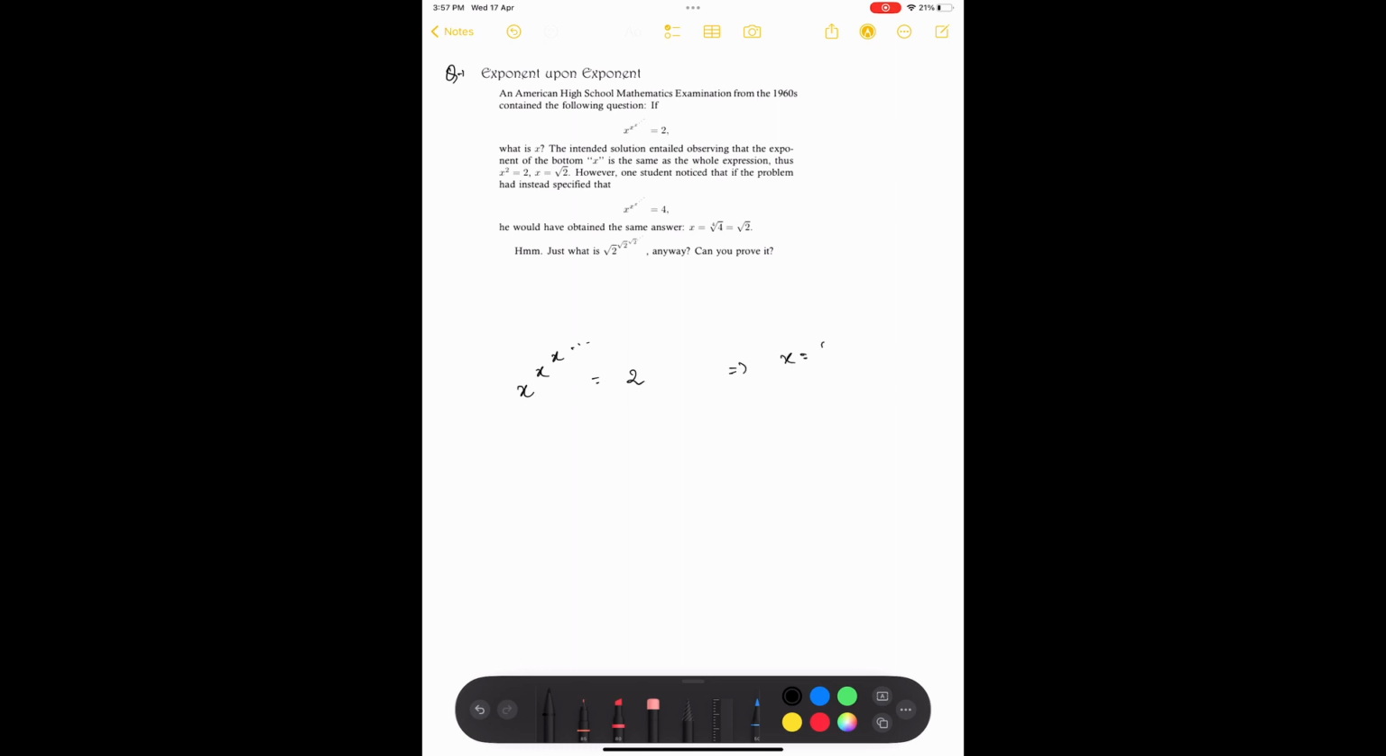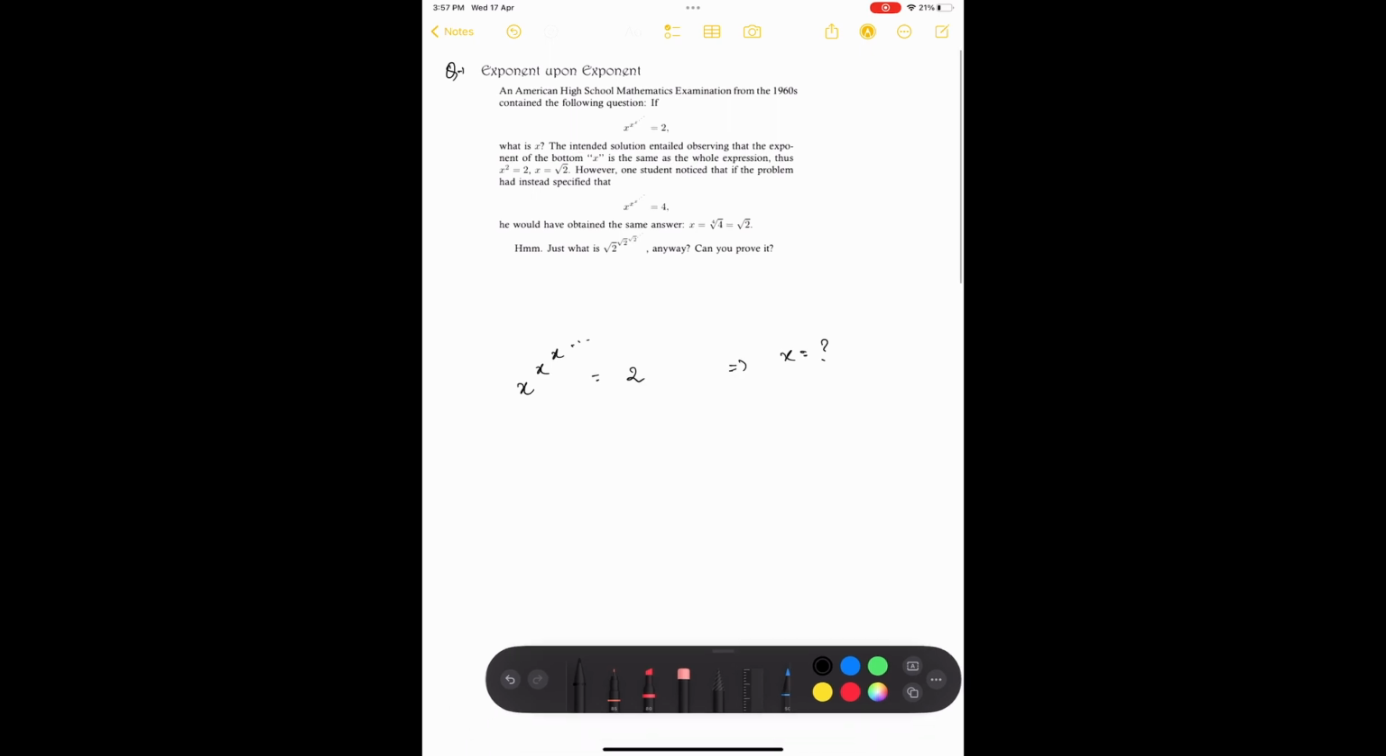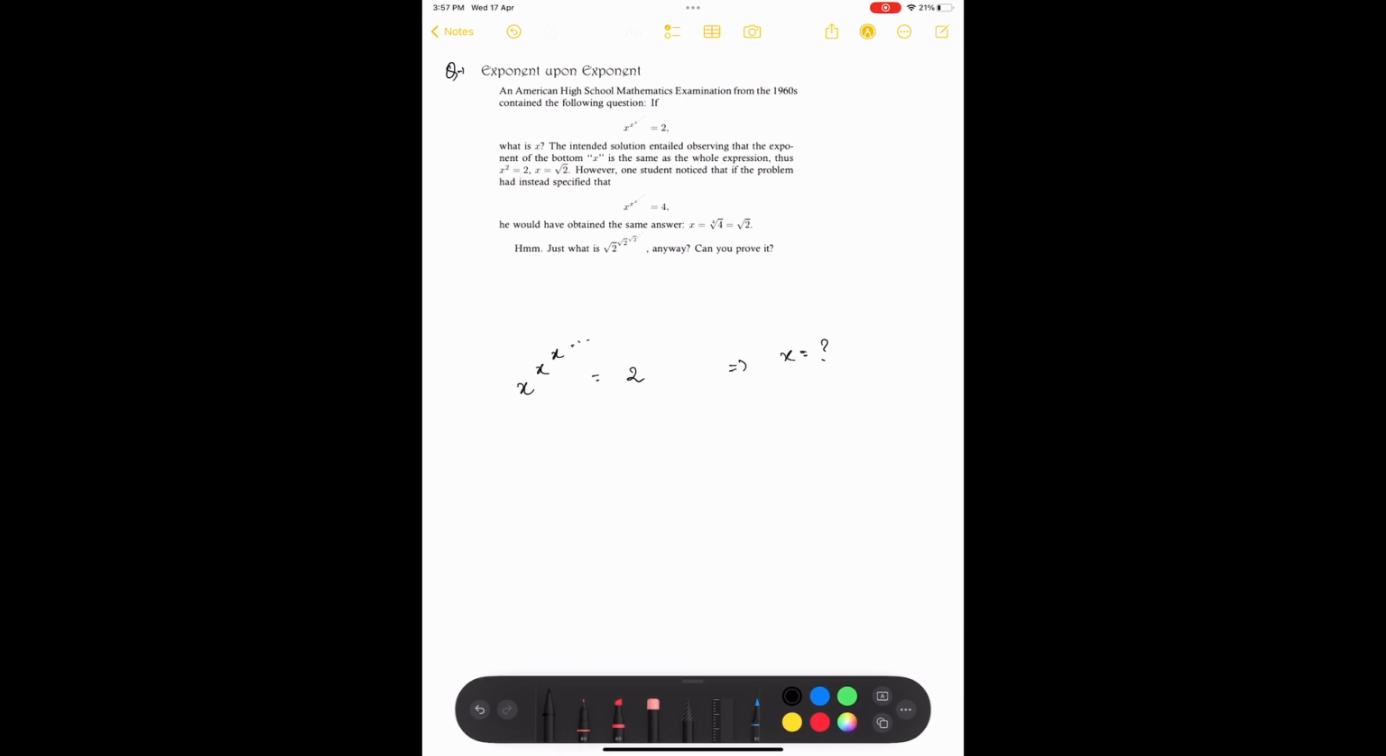The intended solution entailed observing that the exponent of the bottom x is the same as the whole expression, which is equal to 2. Since it goes up to infinity, neglecting the bottom x doesn't change anything. So we can write x squared equals 2, and from here we get x equals root 2.